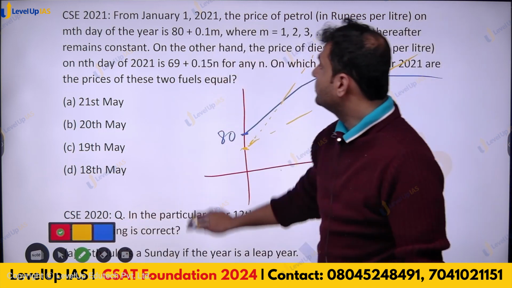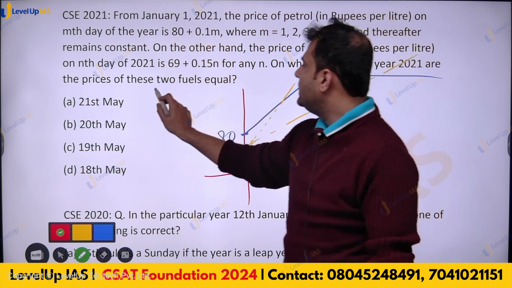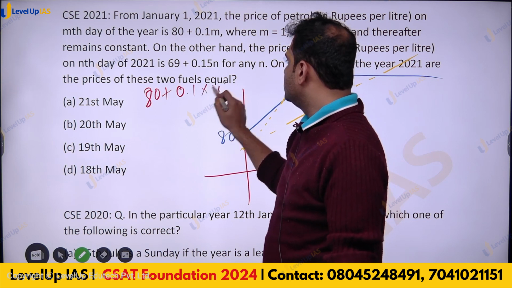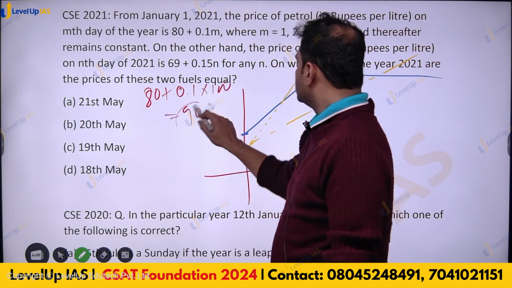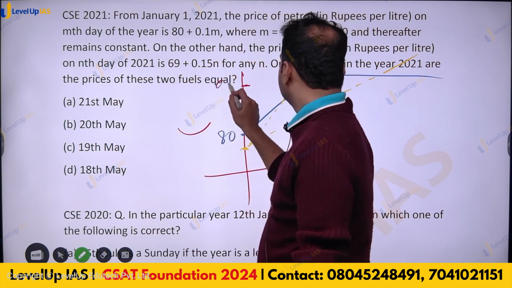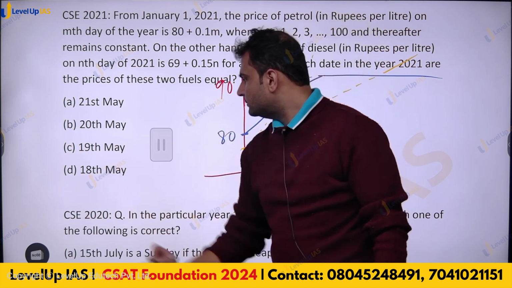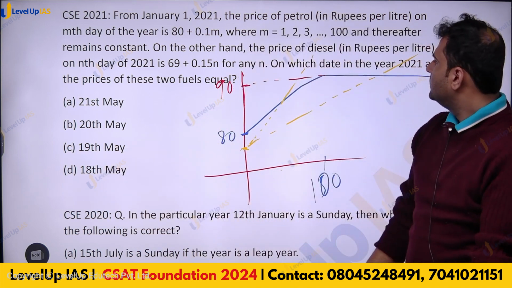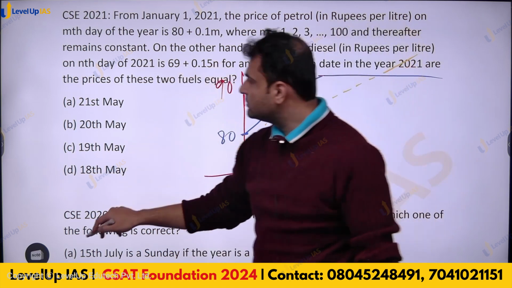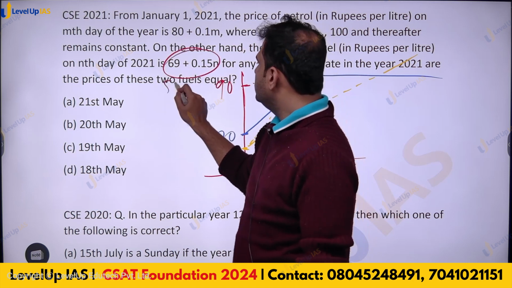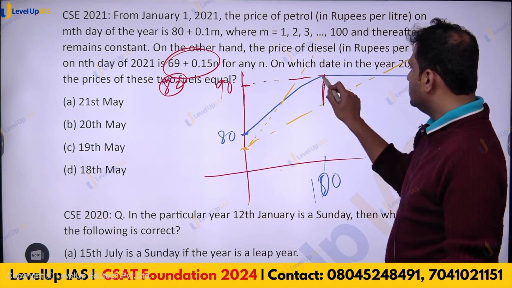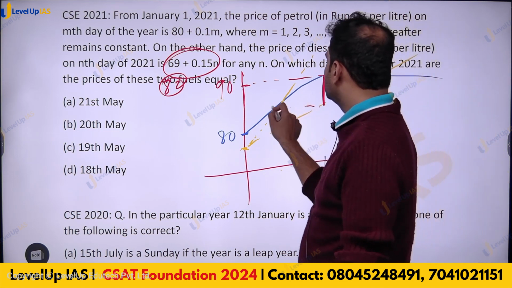Simply let us calculate now price of petrol on 100th day, which is 80 plus 0.1 into 100, which is equal to 90. So this value is 90, and price of diesel on 100th day is 69 plus 15, 69 plus 15 is 82. This is 82 on 100th day. So graph is like this. There is a gap, and this price of diesel is 82.